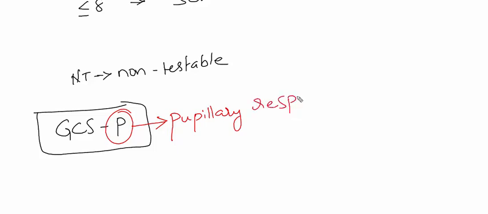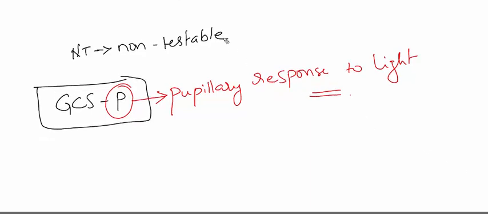If both pupils are unreactive to light, the score will be 2. If one pupil is unreactive to light, the score will be 1. If both are reactive to light, the score will be 0. The pupillary score is subtracted from the GCS to get the GCS-P value.